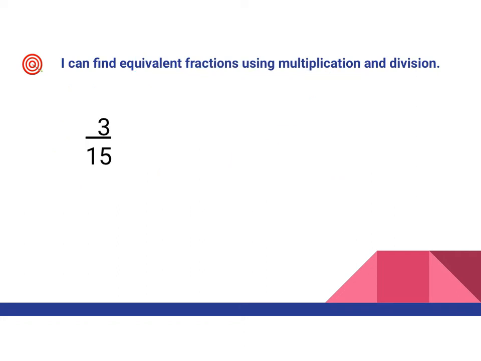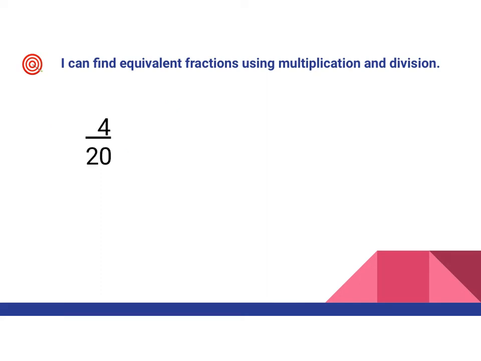How about 3/15? Pause and find a couple of equivalent fractions at least for 3/15, and then unpause. If I divide both the numerator and denominator by 3, 3 divided by 3 is 1, 15 divided by 3 is 5, so 1/5 is an equivalent fraction. I could multiply both by 2, and therefore 3 times 2 is 6, 15 times 2 is 30, so 6/30 is equivalent to 3/15. What other equivalent fractions did you find, and what did you multiply by to get that equivalent fraction?